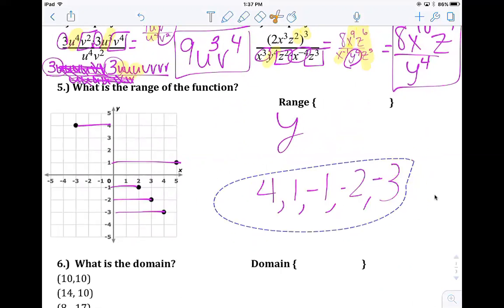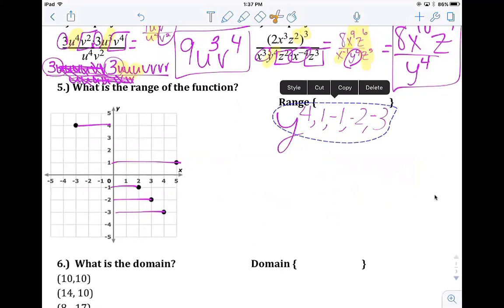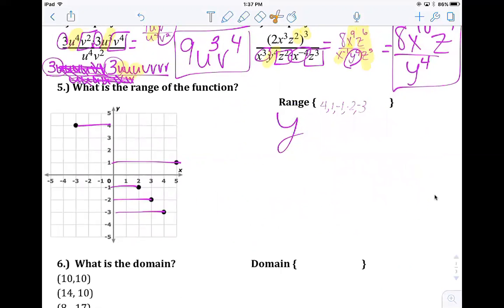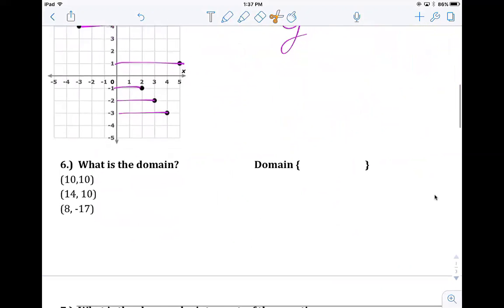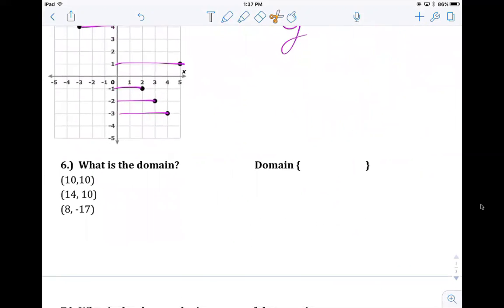So we're going to have some combination. I can shrink that a little bit more. There we go. Of 4, 1, -1, -2, and -3. Again, looking at the y values only. For domain, we're looking at x's. So we're only looking at those x values. So we have 10, we have 14, and we have 8.